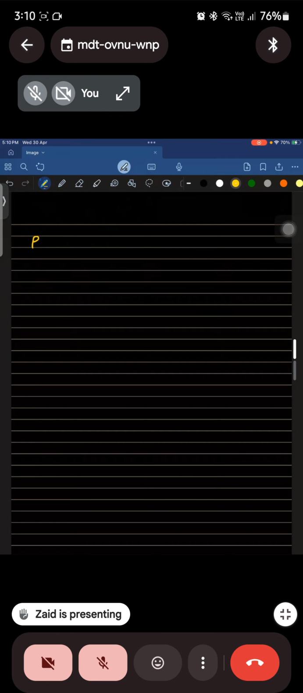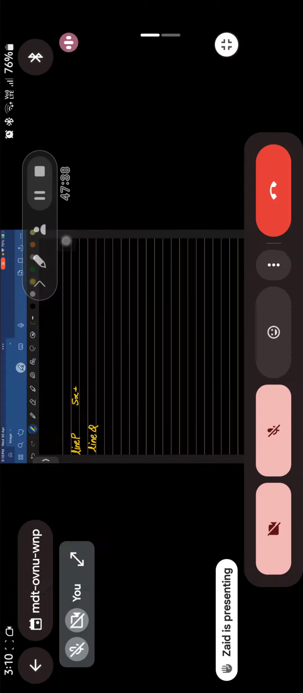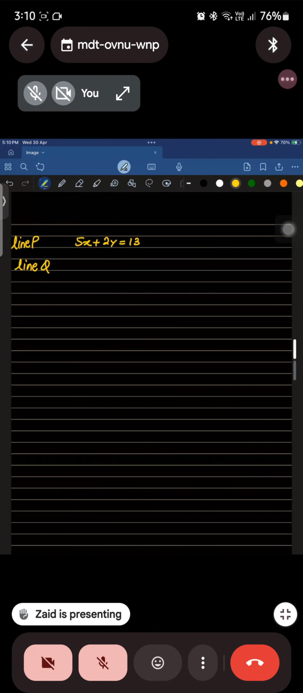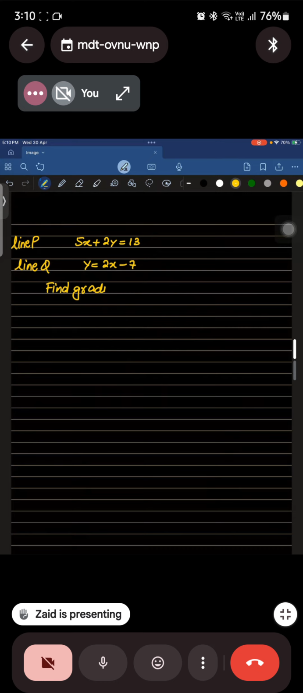ओके सर. एक लाइन P है और एक लाइन Q है. Equation of the line P is 5x plus 2y is equals to 13, and equation of line Q is y equals to 2x minus 7. Question number 1. Find gradient of line P. Question number 2. Find the coordinates of the point where Q cuts x-axis.